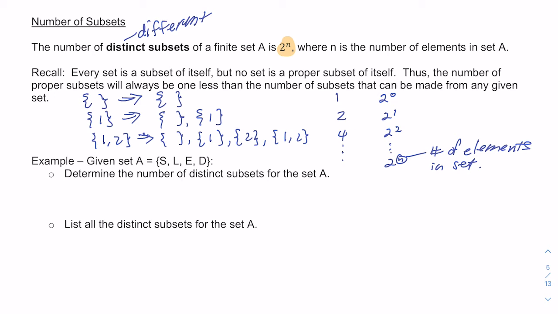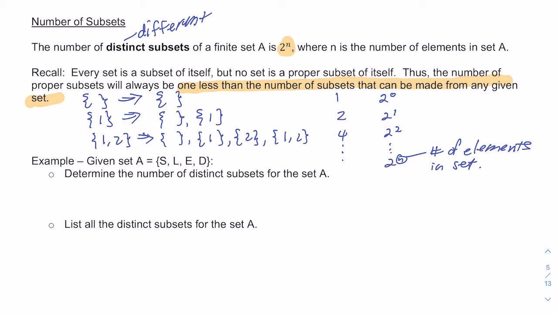Since every set is a subset of itself, but no set is a proper subset of itself, right? Because you would have 2 sets that are equal, and they can't be equal if they're a proper subset. Thus, the number of proper subsets will always be 1 less than the number of subsets that can be made from any given set. So if I want to figure out the number of proper subsets, it's just going to be 2 to the n minus 1.